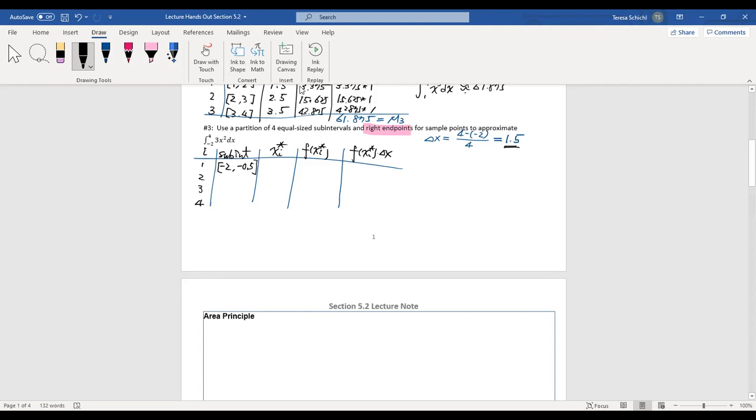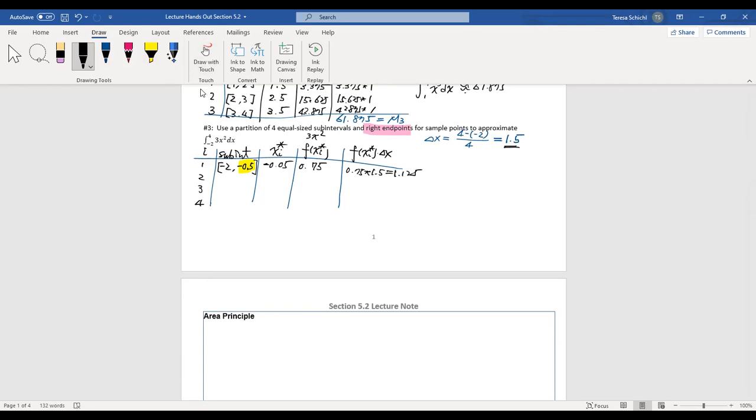Now I'm using the right-hand rule, so which number am I choosing? I'm choosing this number, -0.5. Then you substitute into your function, 3x squared, and you get 0.75. Now what is the area? It will be 0.75 times the delta x, 1.5, so this one gives you 1.125.